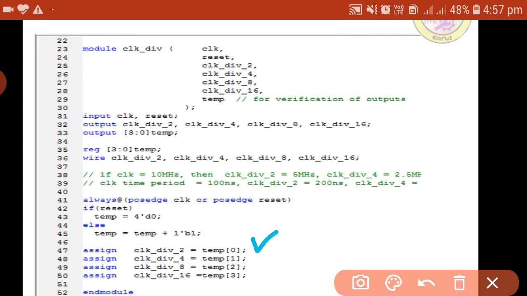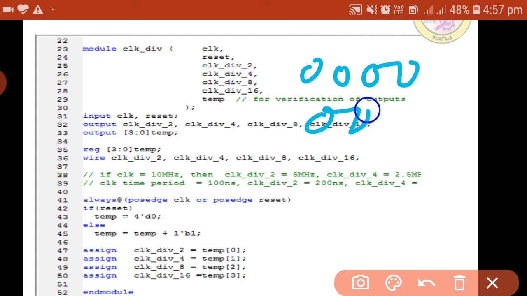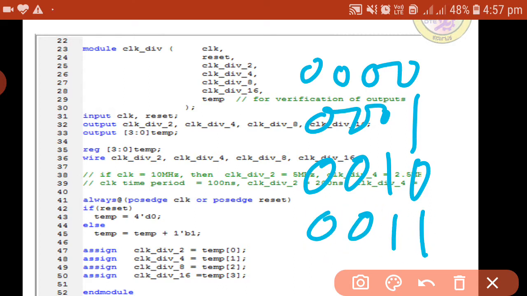The temp of 0 will be divided by 2, temp of 1 divided by 4, temp of 2 divided by 8, and temp of 3 divided by 16. It is similar to 0000, 0001, 0010, 0011. So this is the 0th bit, 1st bit, second bit, and third bit. Every clock the first bit will toggle, every 2 clocks the second bit will toggle, every 4 clocks, every 8 clocks.